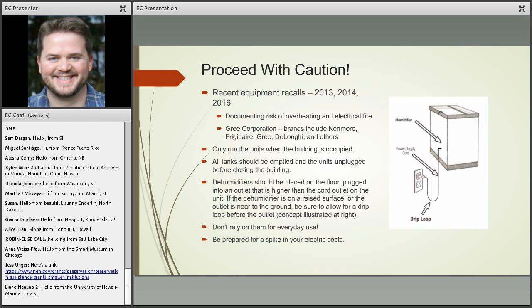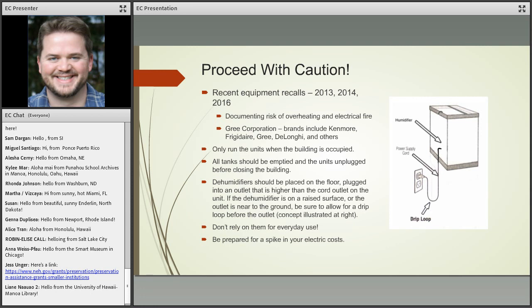The risk here has to be taken into account with the operation, and what follows below are really just a number of recommendations that I would ask anyone to consider carefully when you're looking at using standalone dehumidification on a regular basis. And that is: only use the unit when the building is occupied. Make sure at the end of the day that the unit is unplugged, that the tanks are emptied, and all the water has been drained out.